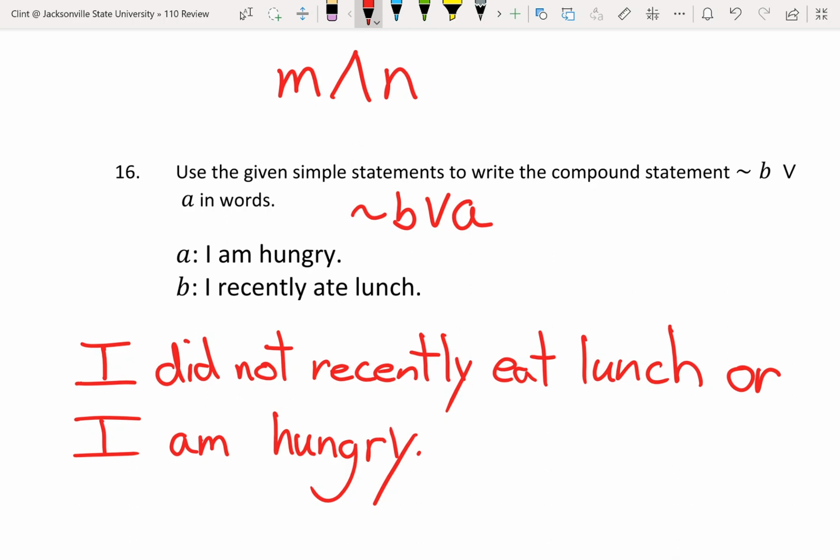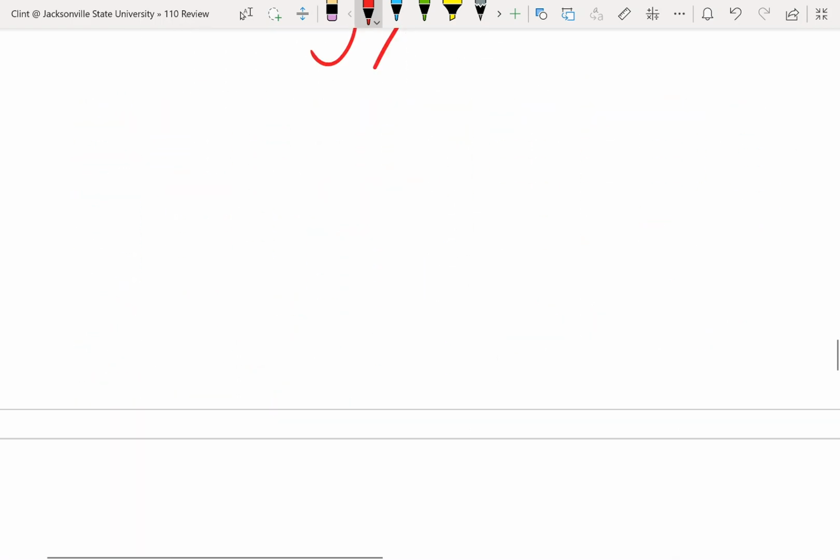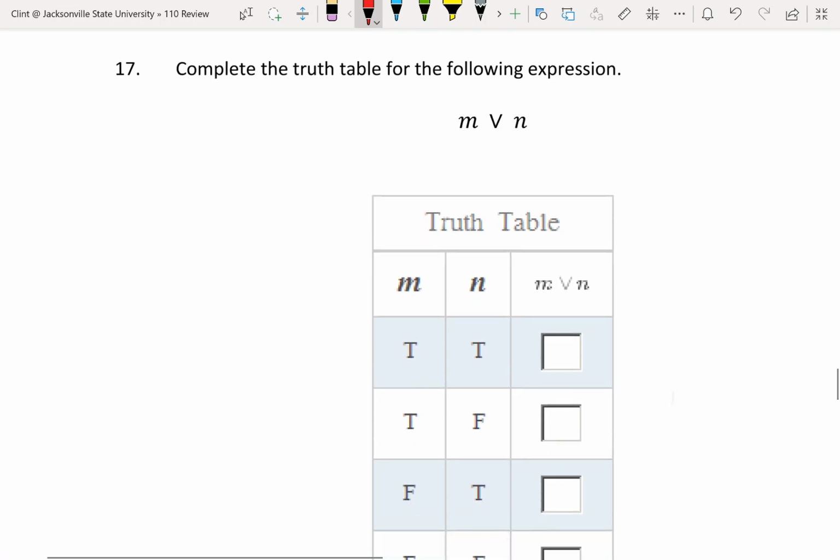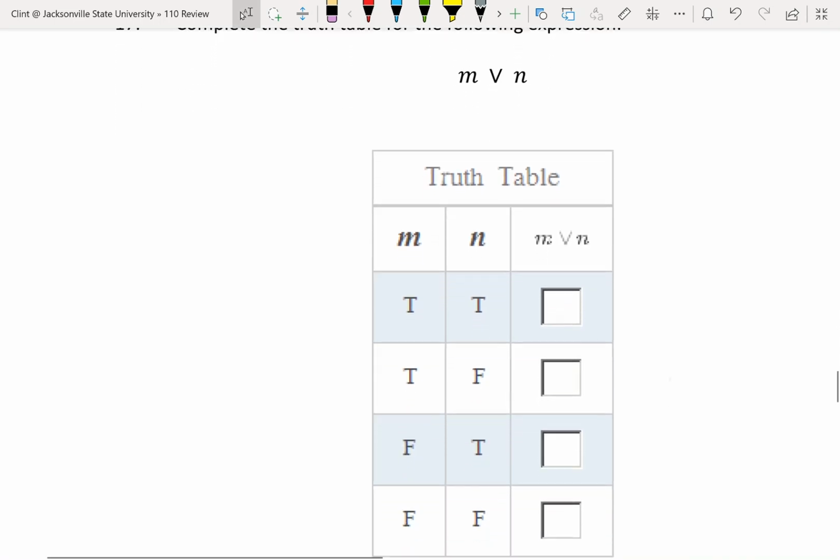I'm gonna just go in the other direction. Okay. 17 says to complete the truth table.